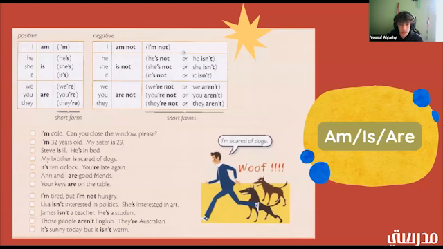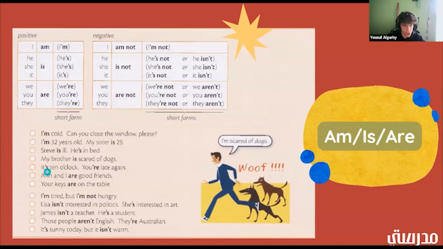I am not sad. Good. I am not hungry. I'm tired. Well, I'm tired would be positive, but that still works. He is not good. He isn't my brother. Okay. All right, good. So those are good ways to use the negative forms.